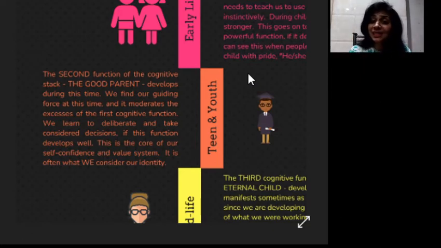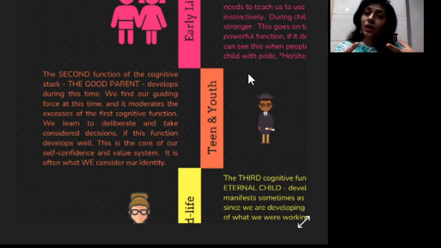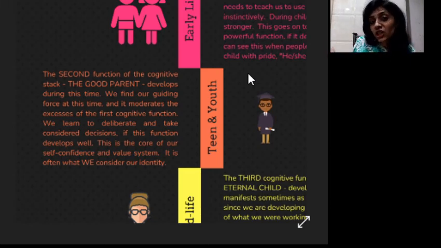So, in that sense, the second function is what we develop as our own individual. It's sort of what we identify as our individuality. Yes, the first function is very intrinsic to us and it's our natural selves, but our own personally developed sense of identity comes from the second function, because that is what we spend our teenage and youth developing.